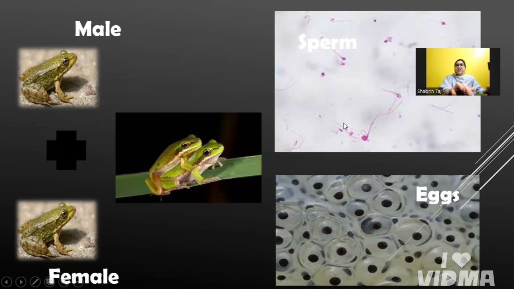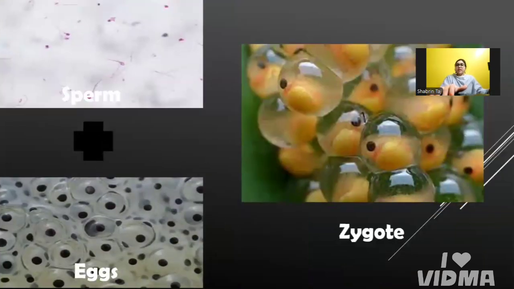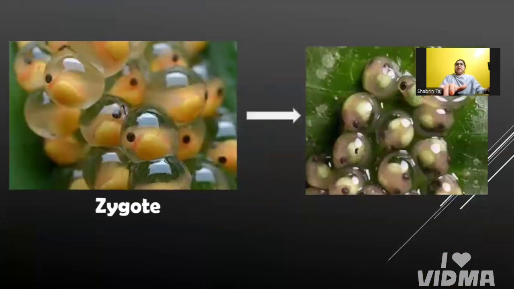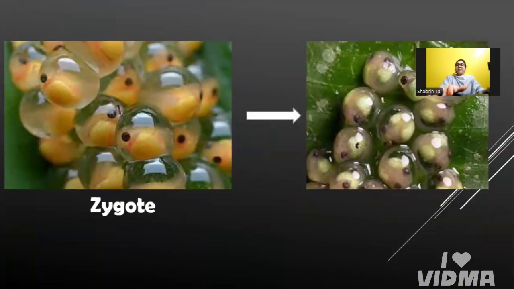Here the combination of egg and sperm is taking place in the external environment rather than in the female body. The sperm is not combining with the egg inside the female frog, but in the outer environment, that is outside the body of the female frog. At first the female frog lays eggs. After that, the male frog produces sperm and releases it over the eggs. The sperm and egg combine together to form a zygote through a process called fertilization. Then this zygote develops into a tadpole.